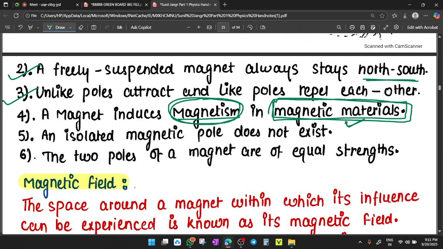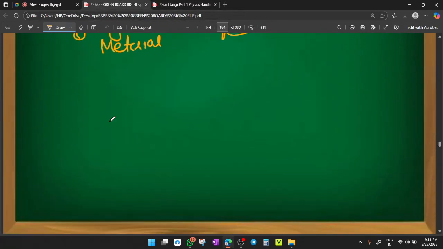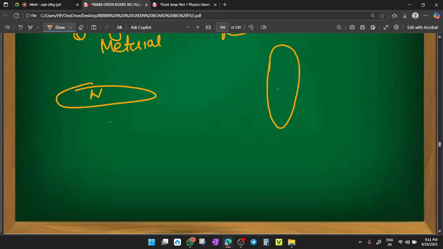An isolated magnetic pole does not exist. You cannot realize an isolated magnetic pole. If there is a north pole, then definitely there will be a south pole. Like this is a ring. You see this ring from the left part. If this is considered as North Pole, this means lines of forces originating from the North Pole, then definitely another part will be the South Pole.